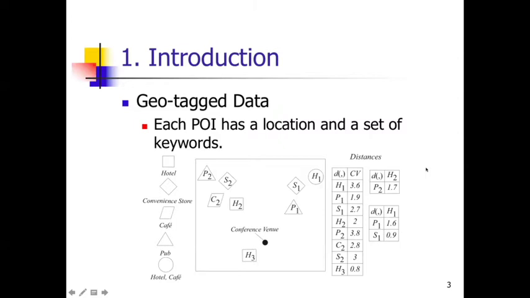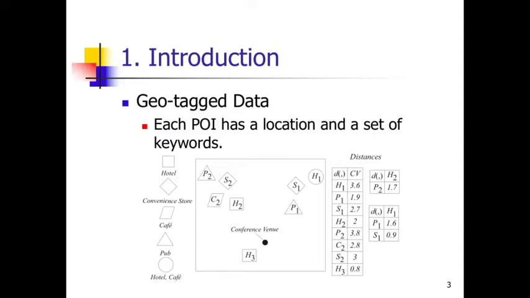Nowadays, geolocation data is ubiquitous. Many apps and web pages allow people to give comments for each point of interest they visit, and thus each point of interest not only has a location, it also has a set of related keywords. Consider the example as shown in the figure.